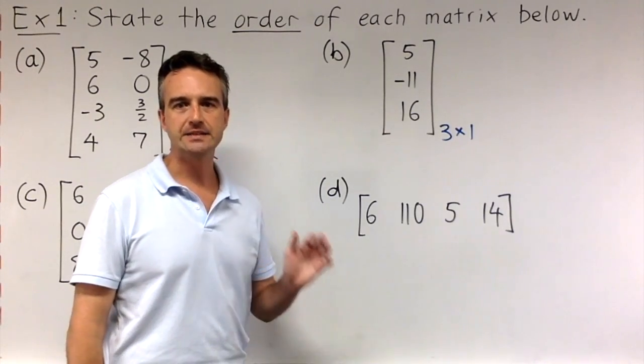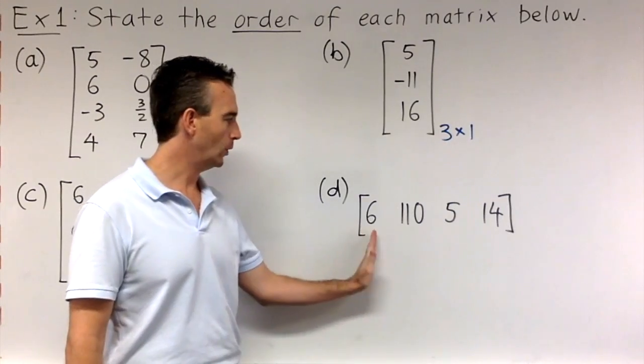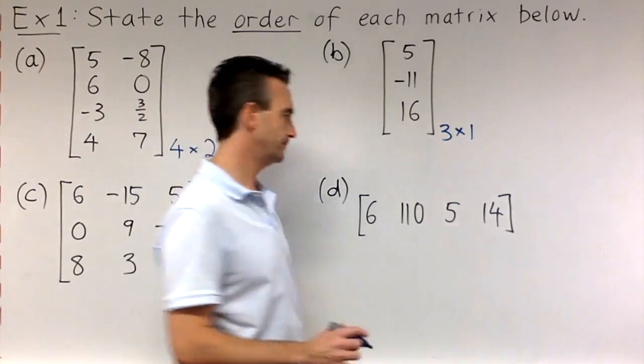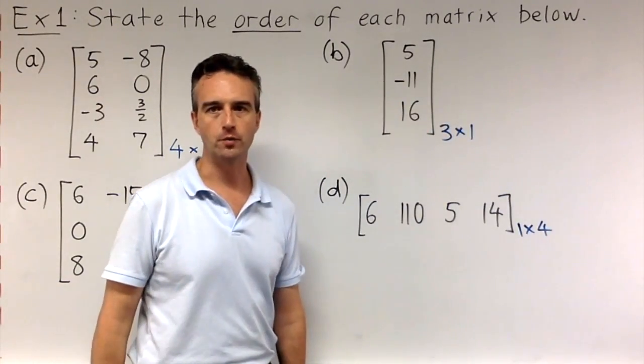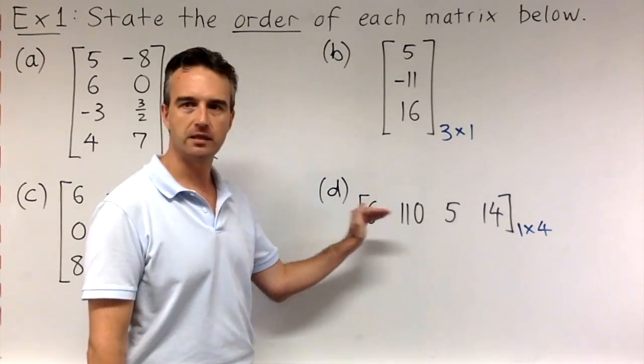And our last one here, D. What is the order? We only have 1 row this time and 1, 2, 3, 4 columns. So this matrix has order 1 by 4. Matrices with only 1 row are called row matrices, like this one.